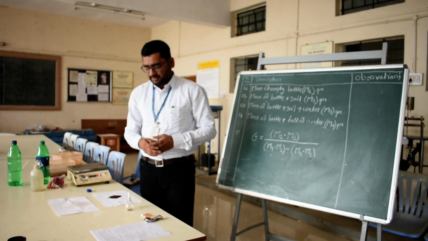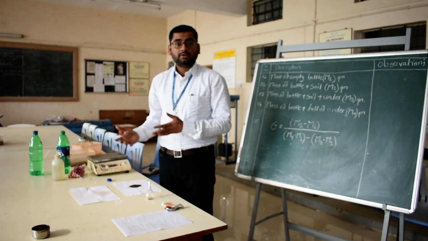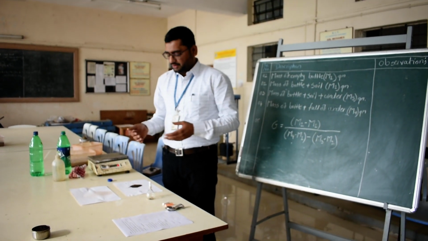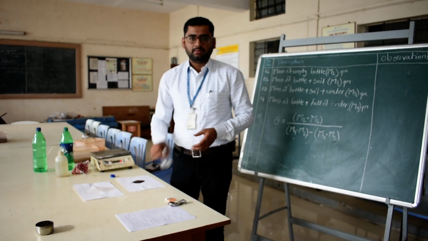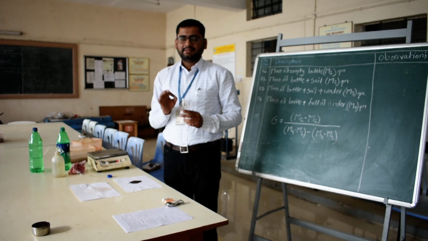Second part of the specific gravity. So first we have determined the specific gravity using pycnometer for coarse grained soil. Now we will determine specific gravity of fine grained soil using density bottle. Okay, so for fine grained soil we have to go for only density bottle.